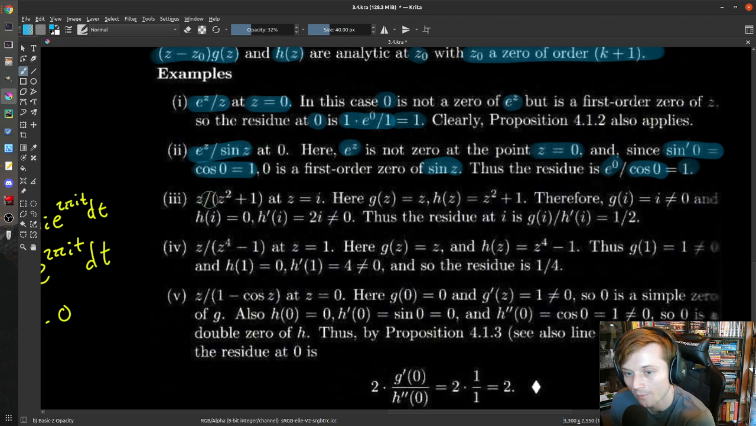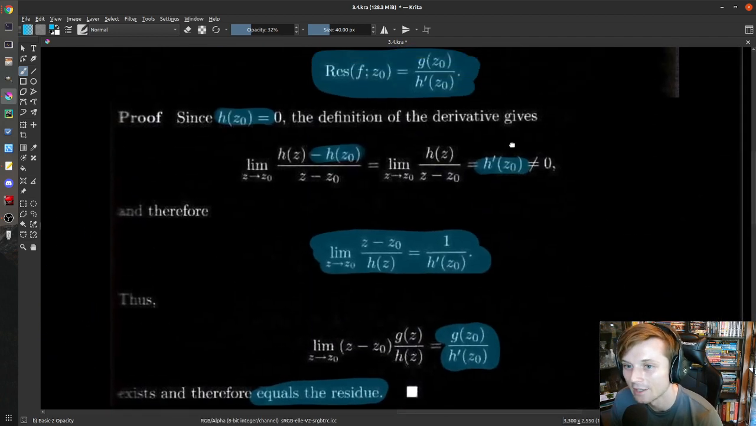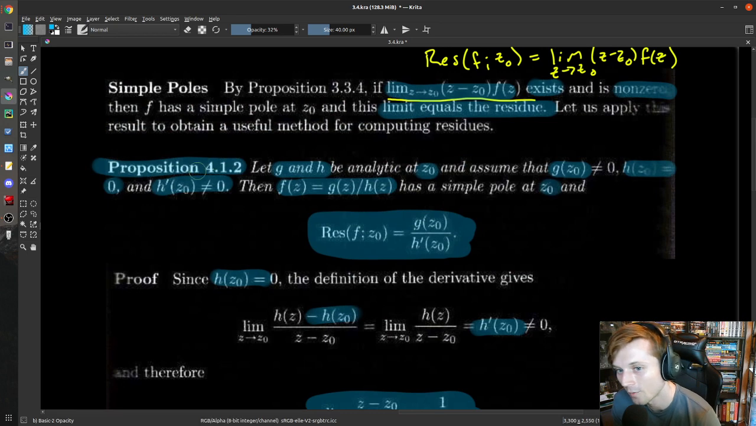Easy. So what about, say, z over z squared plus 1? Oh no, bottom has a zero at z equals i, and the top is non-zero. Easy. Okay, so g of z is z, h of z is z squared plus 1, g of i is i. That's not equal to 0. This is a great indication that we should use proposition 4.1.2 every time you see the top function not equal to 0. It should give you some idea that maybe you're going to do something like this.